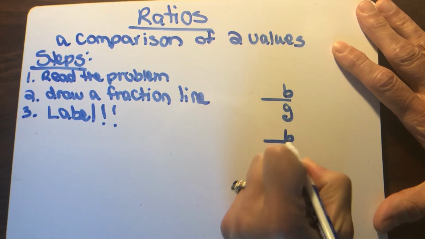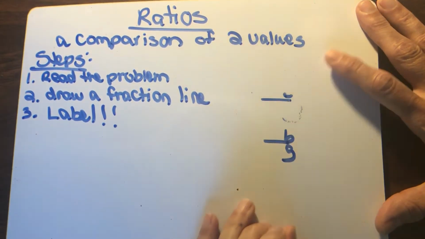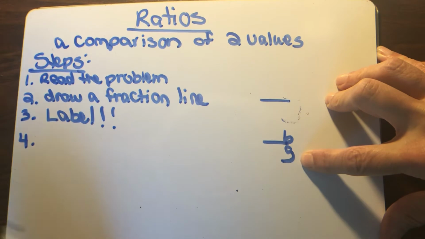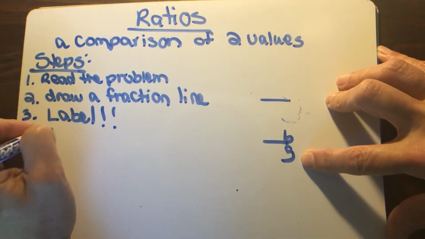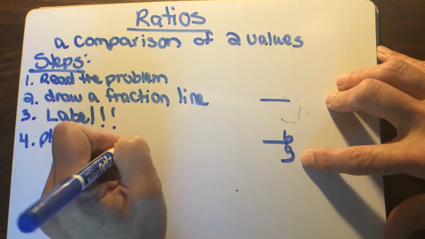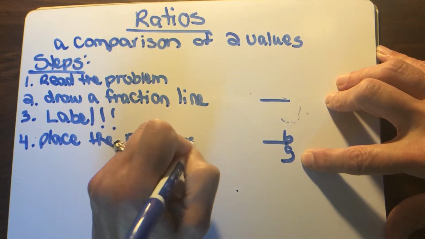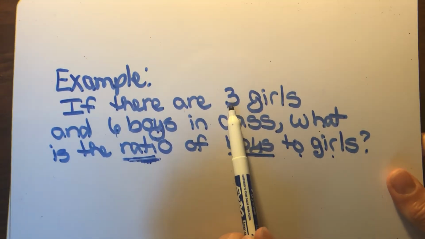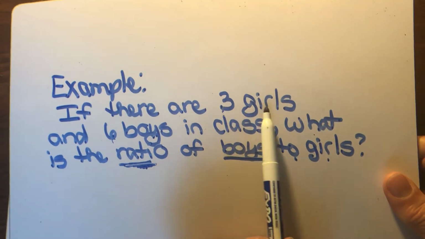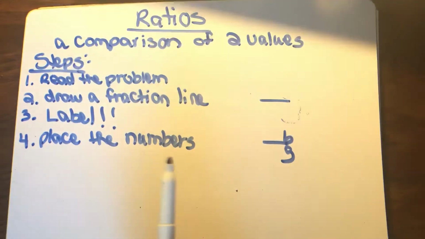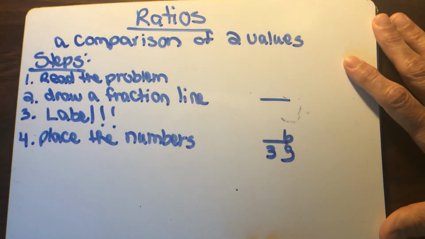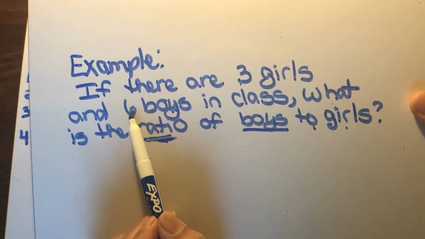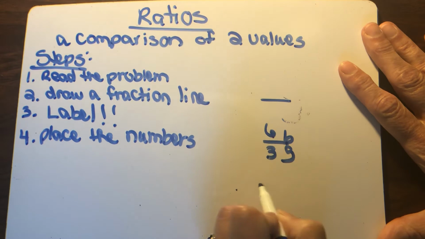Actually, I'm going to come down here and just show you the sequence. So for step 2, we drew a fraction line. Step 3, we're going to label. Step 4, we are going to place the numbers. Now, they have to be in the right order. So now I've got B and G. So if you come over here, 3 is not going to match boys, is it? It's going to match girls. So where is 3 going to go? It's going to go on the bottom, even though it was listed first in the problem. And that's what they do a lot of times to kind of throw you off. So what goes on top is 6. Okay? Whoops, I'm doing it again.